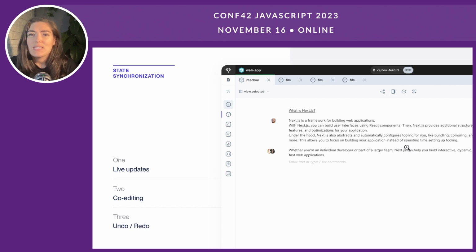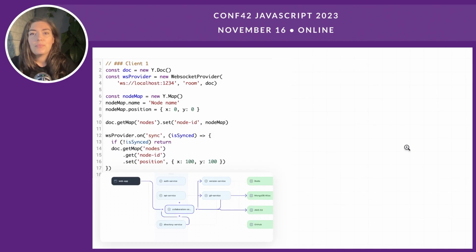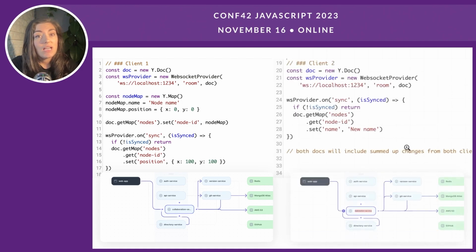And an easy way to see the Y.js implementation of this category of features in multiplayer is to think back of the multiplayer system architecture that I showed you a few slides back. One client is moving the collaboration service to a different location in the system architecture, while at the same time, another client is renaming that same component, the collaboration service, something else. And both changes would be combined together without issues in a final state.